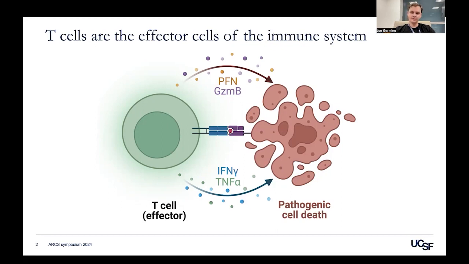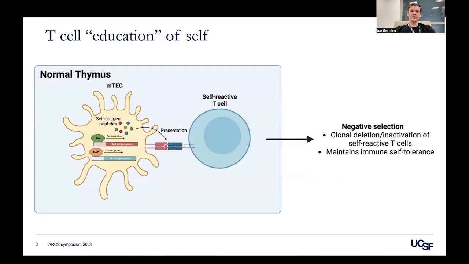However, it's very important that T cells are educated to discriminate between self and non-self cells, as if a T cell is able to recognize and induce the death of self tissues, you can develop a very severe and serious autoimmune disorder. So this process of negative selection, or T cell self-education, occurs in the thymus, where developing T cells interact with a very special population of epithelial cells called mTECs, which are able to express and present a very diverse repertoire of self-antigen peptides.